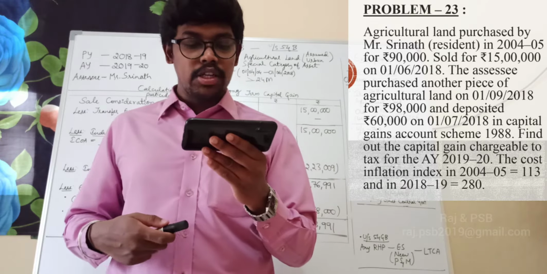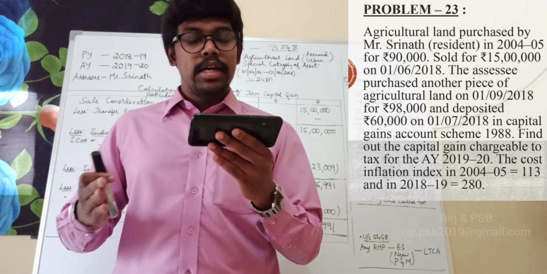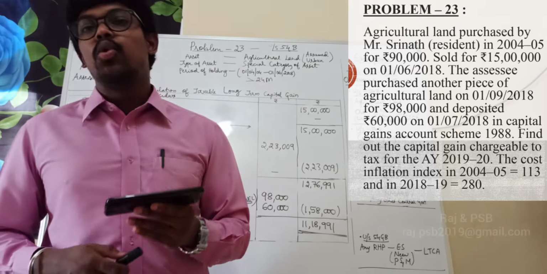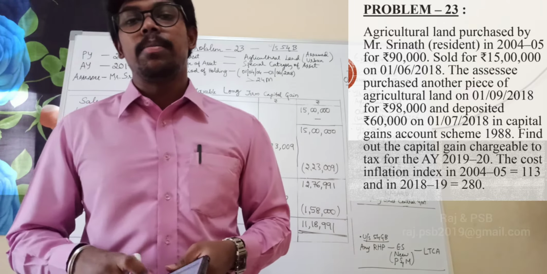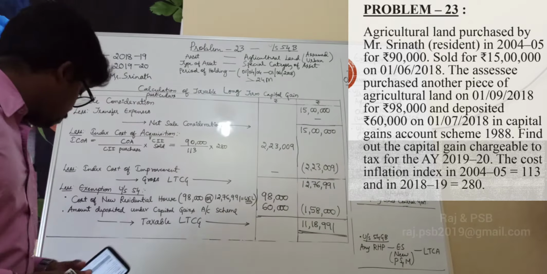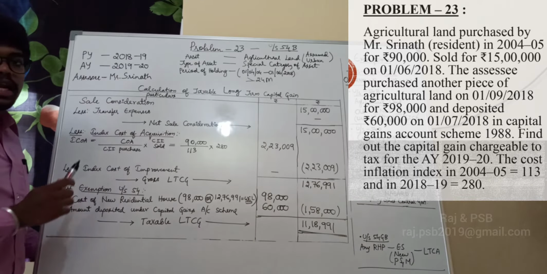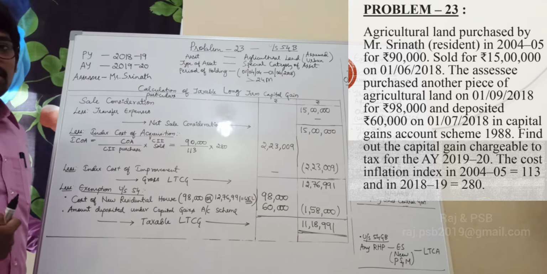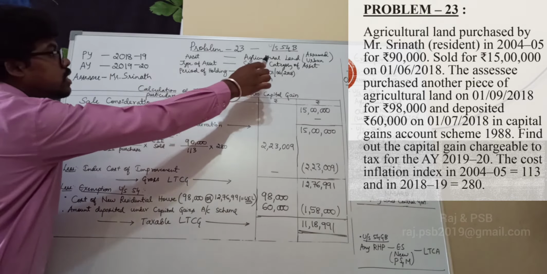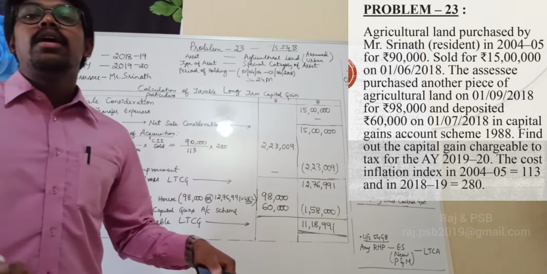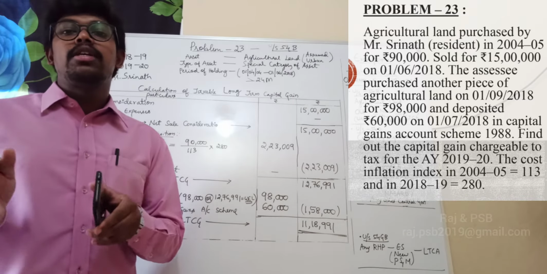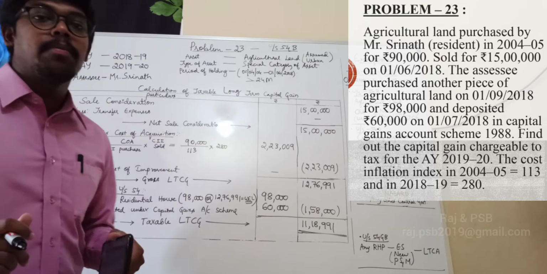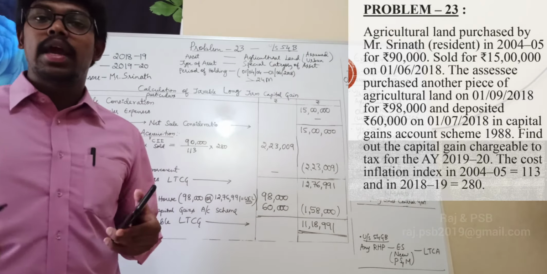The cost inflation index is as below, that is 2004-5 is 113 and 2018-19 is 280. So in this situation, let us see what kind of problem we get. Previous year 2018-19, assessment year is 2019-20, and assessee name is Mr. Srinath, and the asset is agricultural land, and here the agricultural land is being held by the assessee in urban area. We assume that because nothing is given to us, so we can assume.